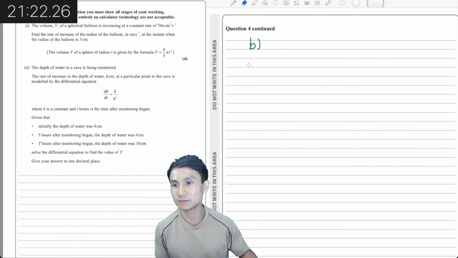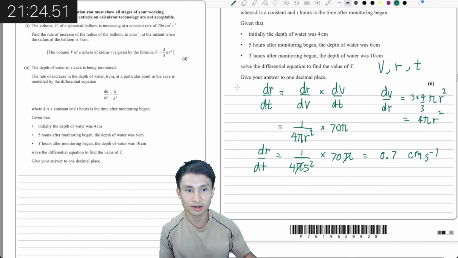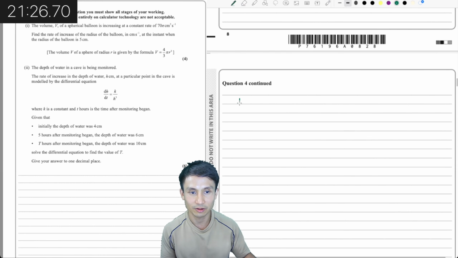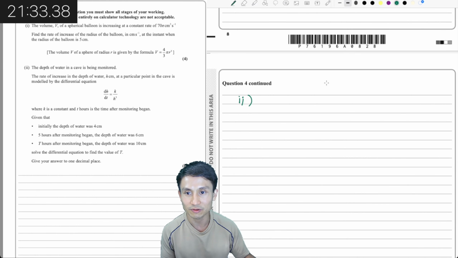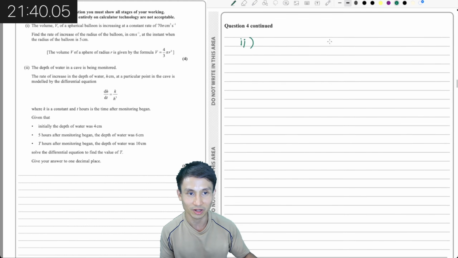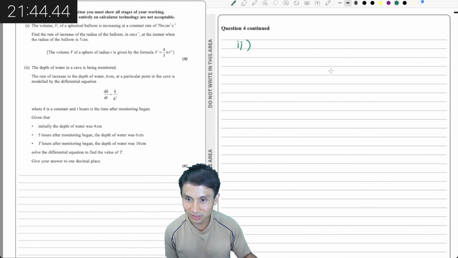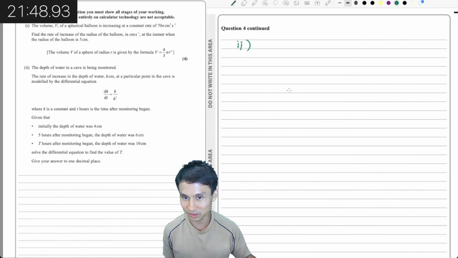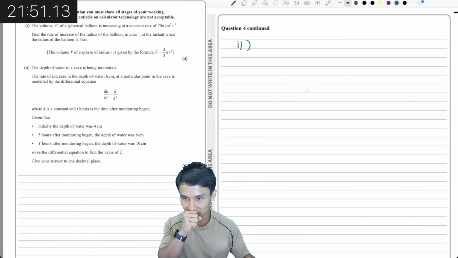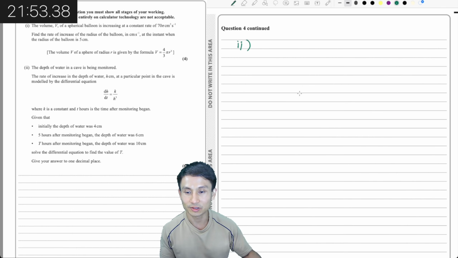For B, that's not even A, it's I, right? So, hang on, yeah. Okay, for II, the depth of the water in the cave is being monitored. The rate of increase of the depth of water, h centimeters at a particular point in the cave, is modeled by a differential equation. Now, a different topic. Okay, we get a differential equation there. k is a constant and t hours is time after monitoring began. Given that initially the depth of water is 4.